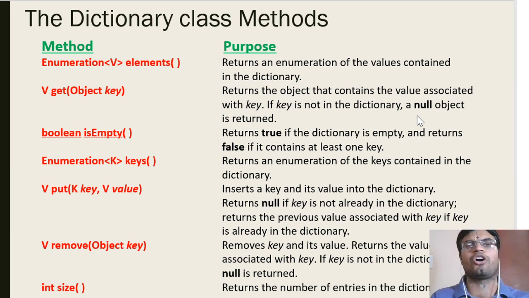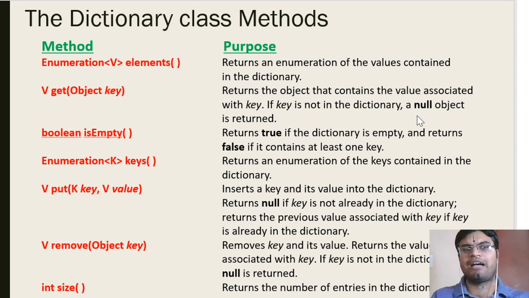The first function we will talk about is elements. Whenever I talk about elements, we are talking about the values. You can see there that V stands for values. If I want all the values I have in my dictionary, I normally use the function elements to retrieve all the values. In this case we will be using the Enumeration interface, so it will return the enumeration of all the values in my dictionary.